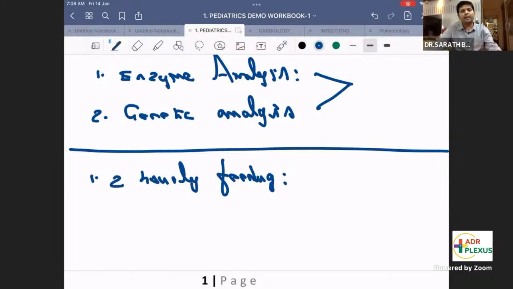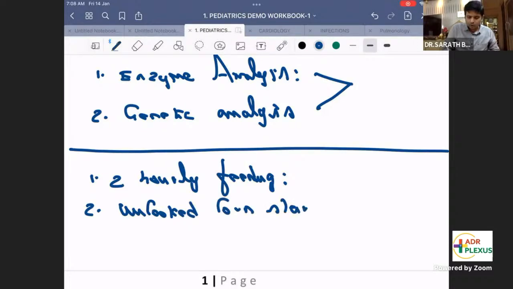Still, we don't have enzyme replacement therapy with respect to these GSTs. At present, 2-hourly feeding. Second point, uncooked cornstarch at night and day. This uncooked cornstarch slowly releases glucose on a periodic basis.